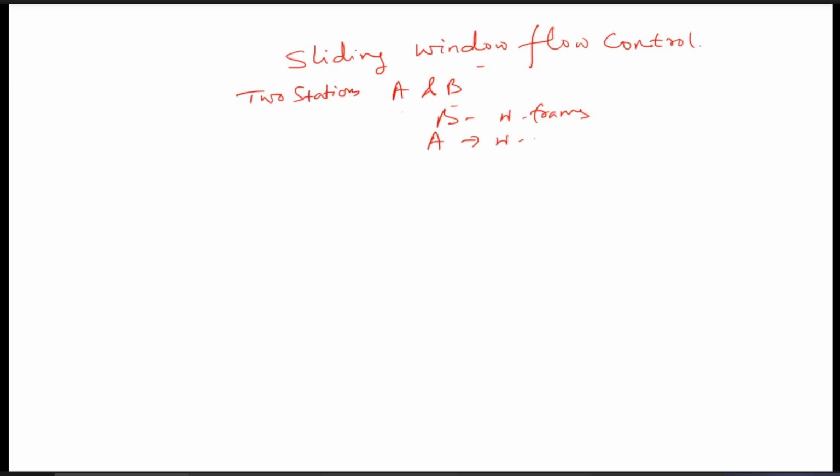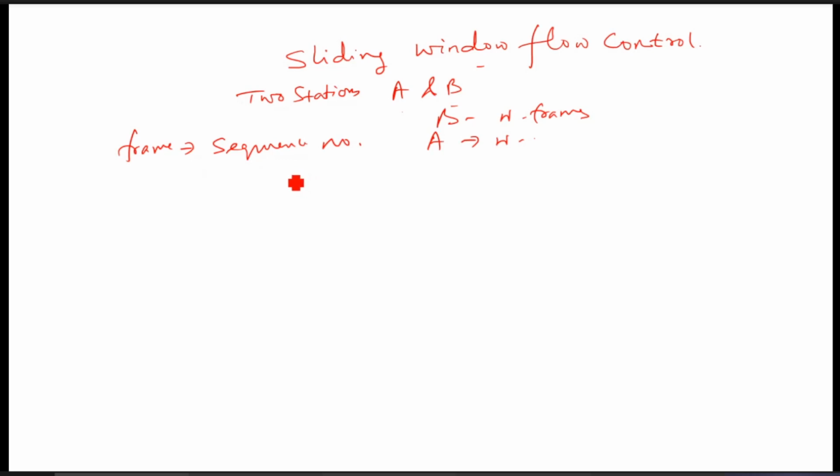This window actually depends on the number of bits. Here frames are numbered. A sequence number is used. Frames are like 1, 2, 3, 1, 2, 3, like these things, right? So each frame is labeled with the sequence number, right?